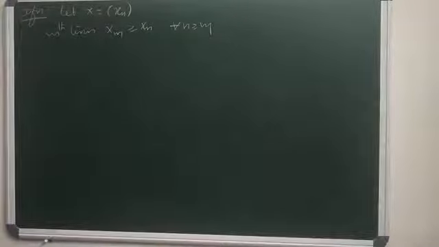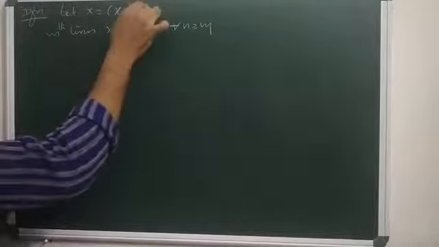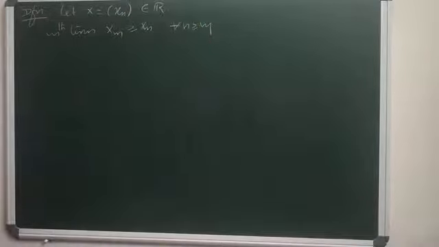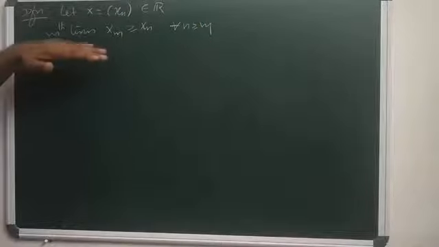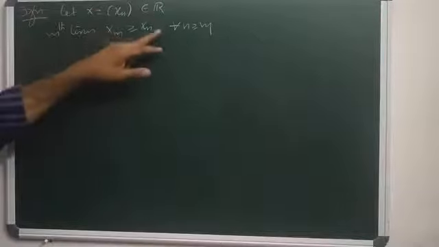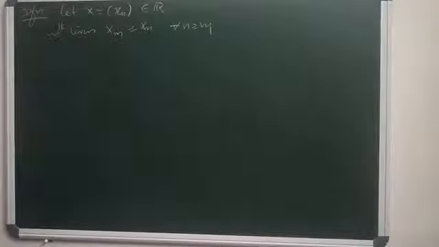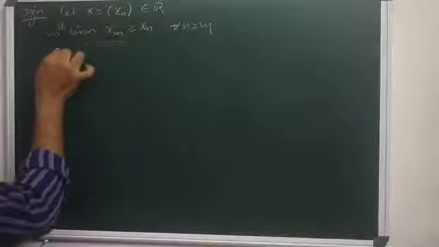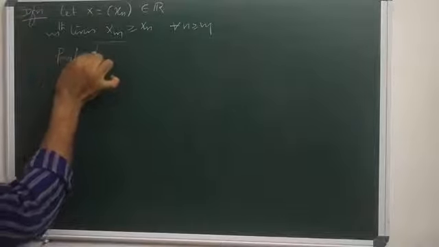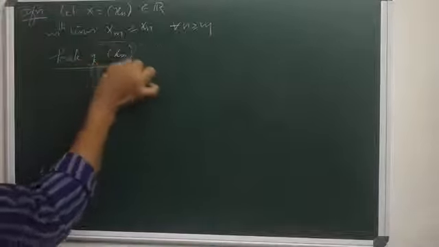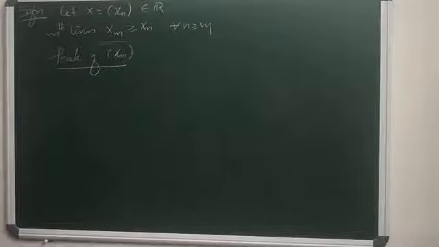Suppose X equals (xn) is a sequence of real numbers. Then you can find a term of that sequence, let it be xm, that satisfies this condition: xm is greater than or equal to xn for all n greater than or equal to m. Then this xm is said to be a peak of the given sequence X. So xm is said to be a peak of the sequence (xn) when xm is greater than or equal to xn for all n greater than or equal to m.